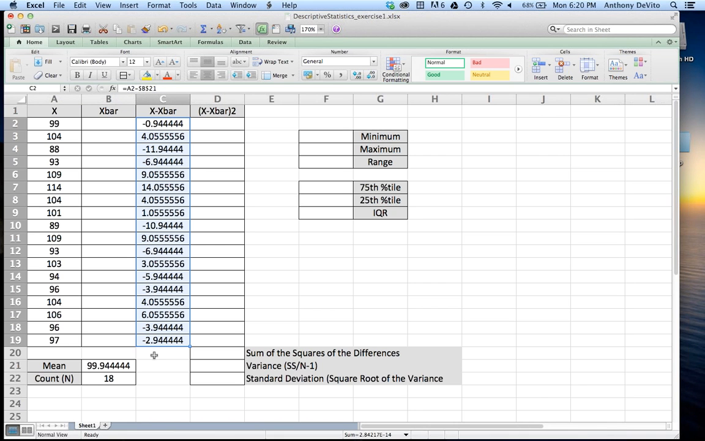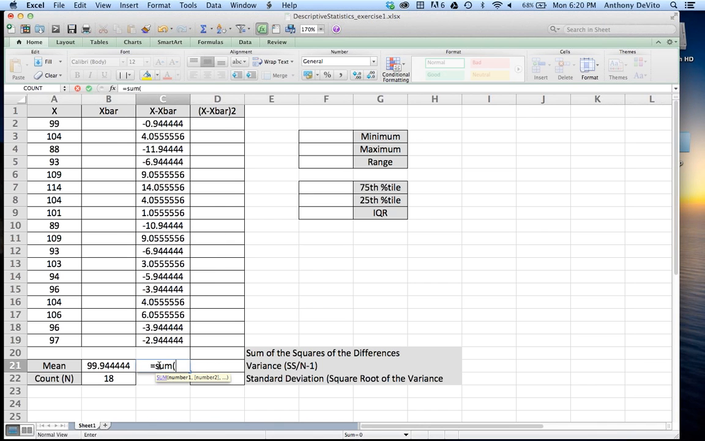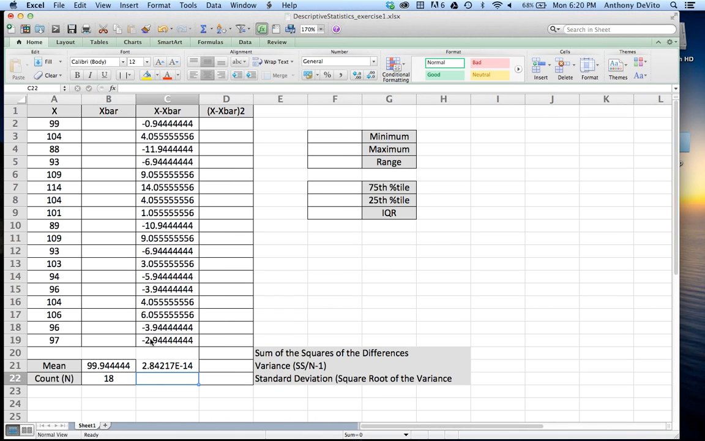Okay, so we're going to add up all of the differences here. So equals the sum of all of these differences. What's going to happen when I add up the sum of all the differences? Anybody want to make a prediction? It's going to add up to 0, right? That's as close to 0 as you can possibly get, 10 to the minus 14. It's going to add up to 0 because half of these numbers are above the mean, and half are proportionally below the mean, so that's not going to work for us.